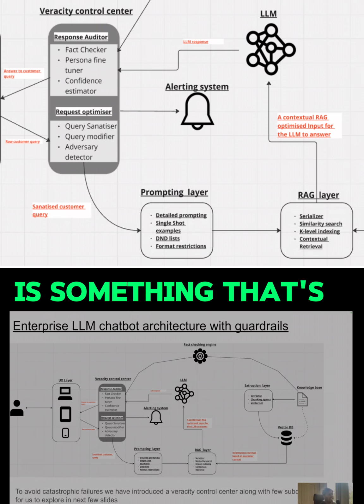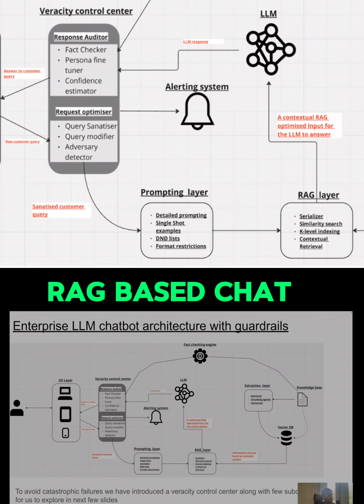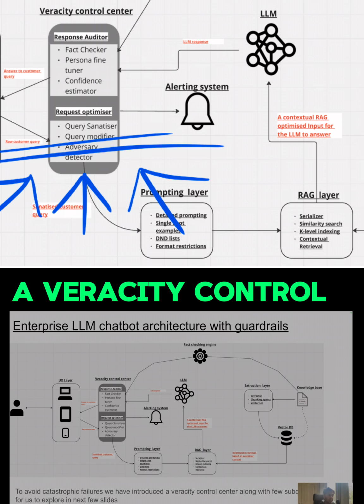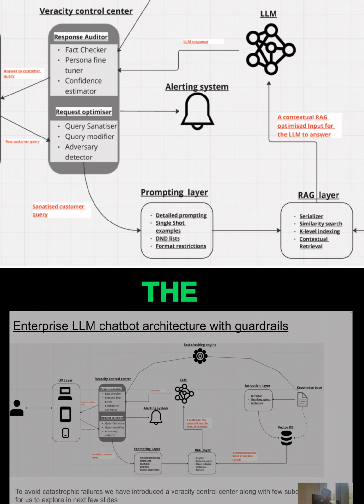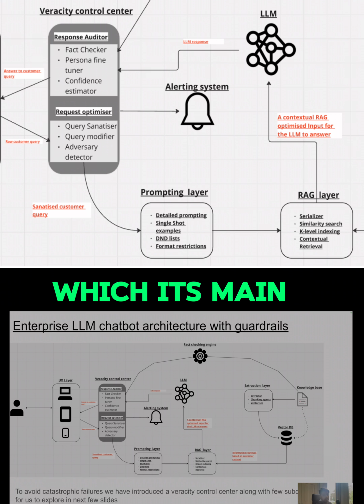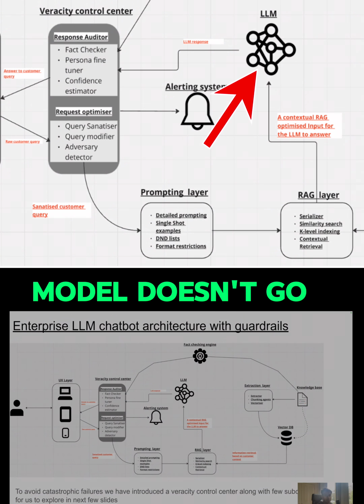This, I reckon, is probably the most important component when we start designing a RAG-based chat application. I call it a veracity control center, but you might call it anything. In essence, it's a subsystem that sits between the UX layer and the rest of the system, and its main objective is making sure the large language model doesn't go nuts.